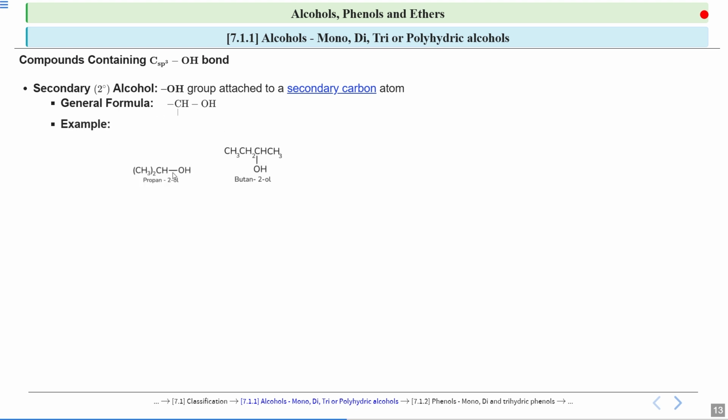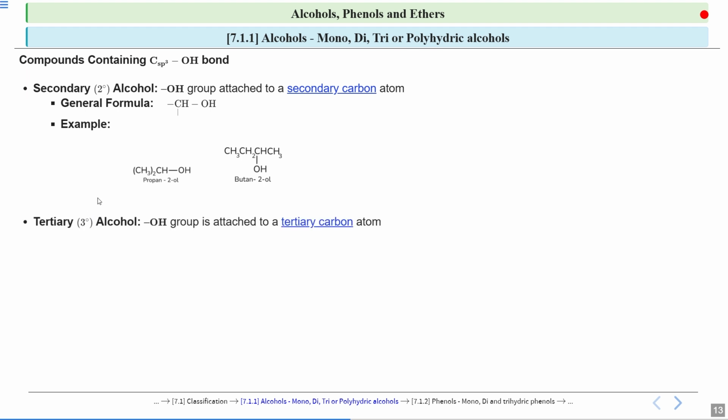Examples: propan-2-ol and butan-2-ol. In propan-2-ol, you can see this is a secondary alcohol. The hydroxyl group is attached to this carbon. This carbon is attached to two other methyl group carbons. So this is a secondary alcohol. Similarly butan-2-ol, where the hydroxyl group is attached to this carbon, and this carbon is bonded with two other carbons. So this is also a secondary alcohol.